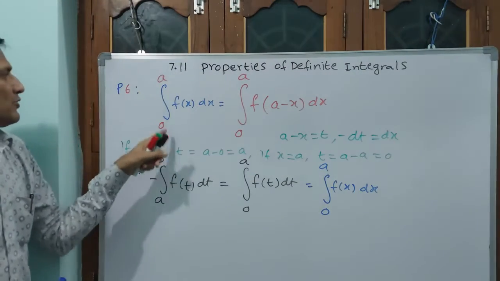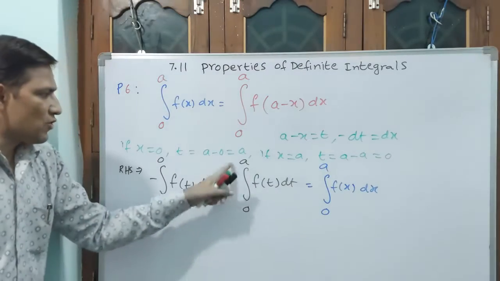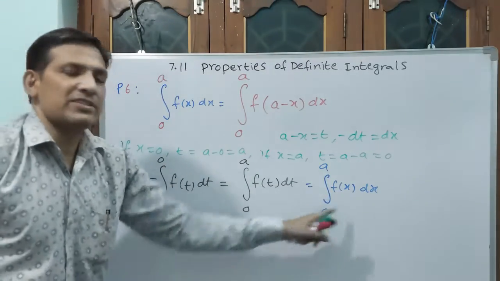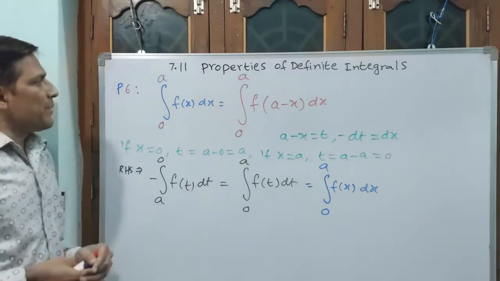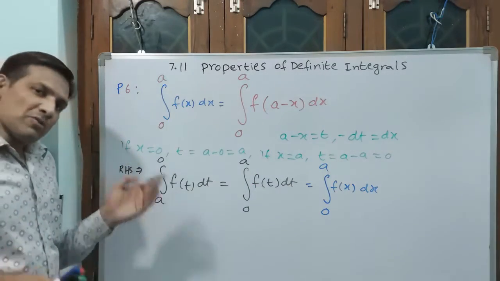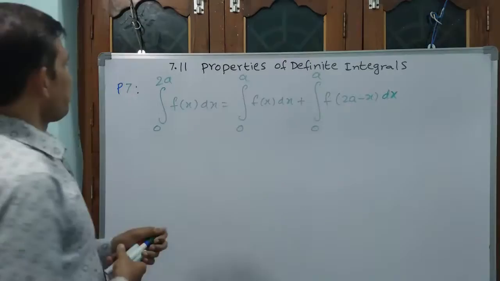Is it the LHS? 0 to a f of x dx. Why? Because see, 0 to a f of t dt and 0 to a f of x dx are both the same. Rather than t, we are writing x. Is it proved? Okay. Let us go for the seventh property.